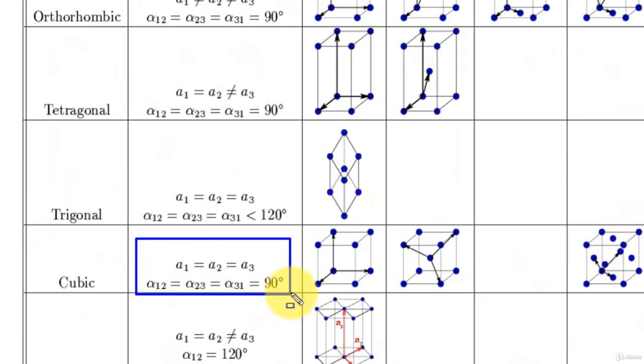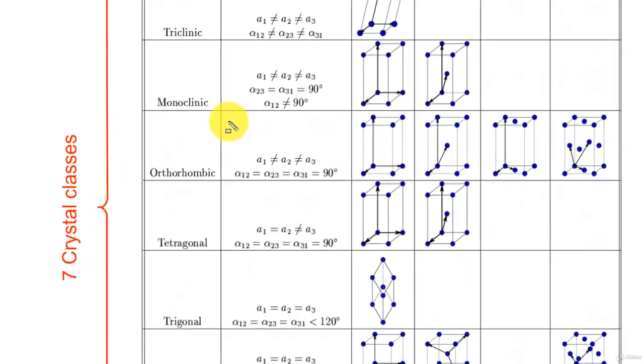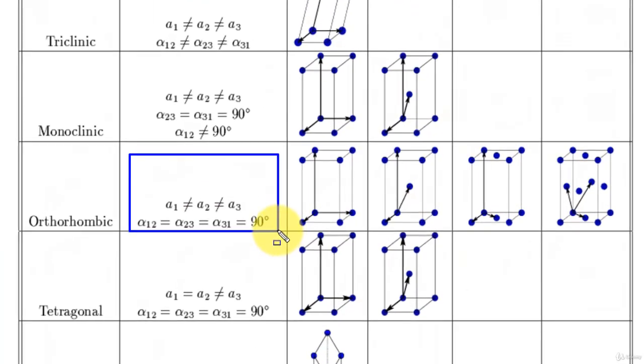We can see that the primitive lattice vectors have the same magnitude, I mean A1 equals A2 equals A3, and the angles between these vectors are 90 degrees. Another example is orthorhombic lattice. Orthorhombic lattice is similar to cubic lattice, but lattice vector magnitudes are different, but the angles between them remain 90.